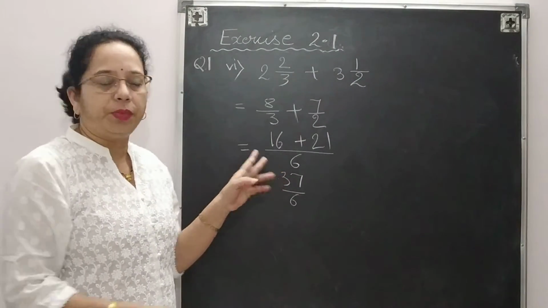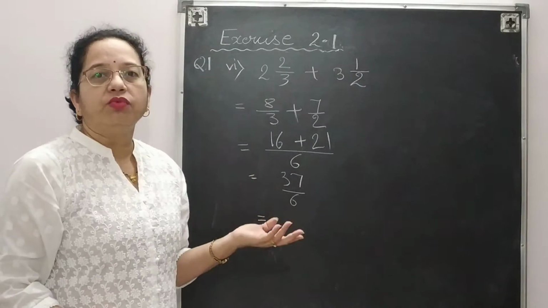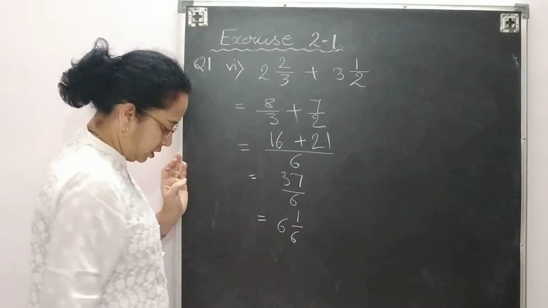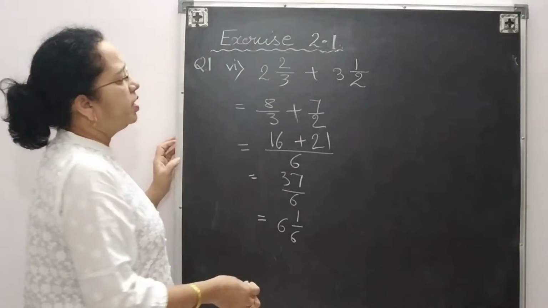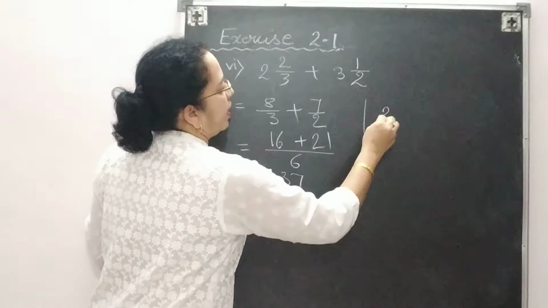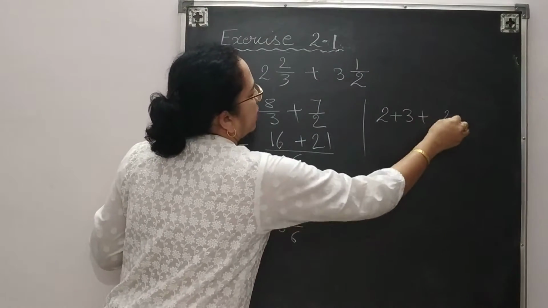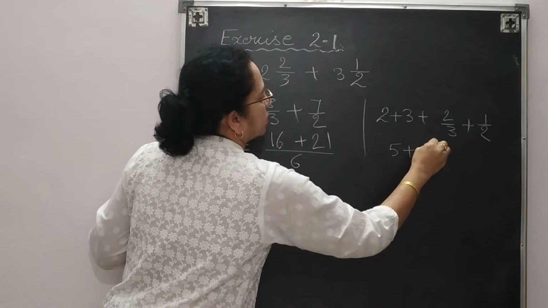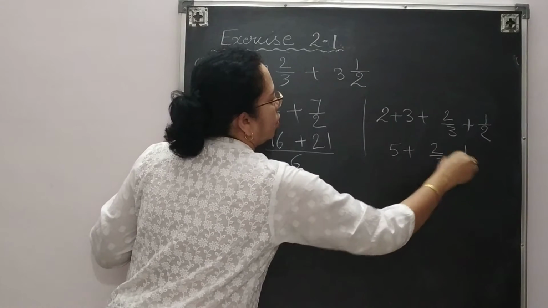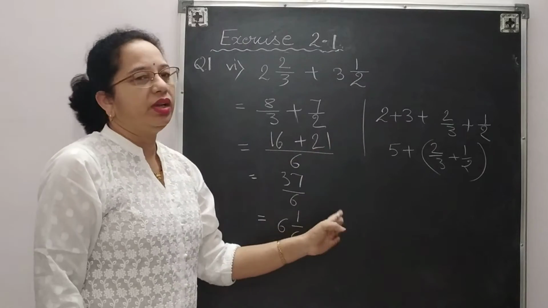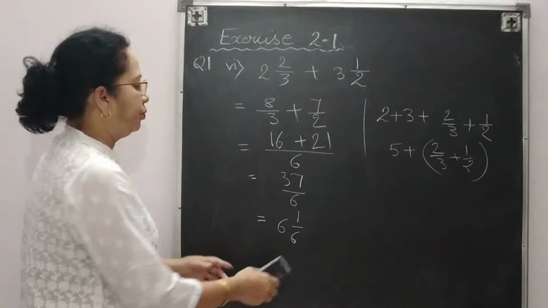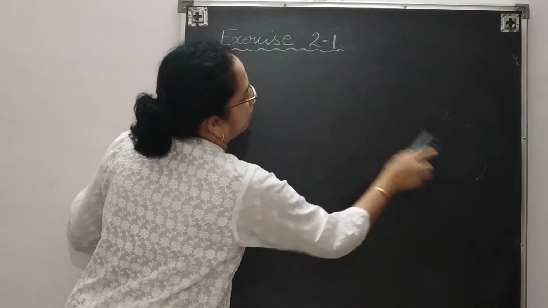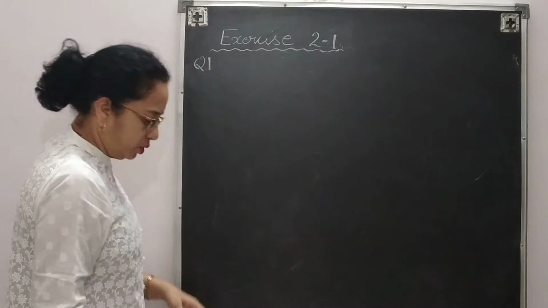We cannot convert into simplest form. Since the numerator is greater, convert into a mixed fraction. So 6 sixes are 36, so 6 whole 1 by 6. You can solve by another method also. You can add all the whole parts together and then add the fractions. So 3 plus 2 is 5, plus 2 upon 3 plus 1 by 2. You know how to solve this part and then you will get the answer. This is also one way to solve. But don't try this in subtraction, because subtraction is a little bit different if your second part is bigger. So for addition you can use this method.